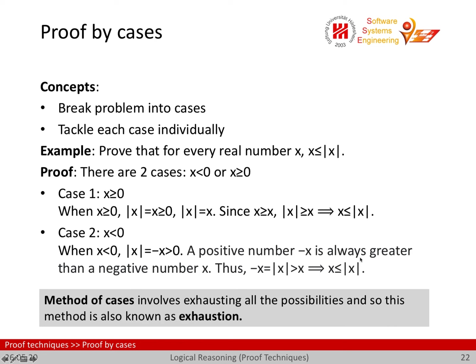In both cases, we get the same formula. We have a complete decomposition because there's no other possibility for x. Therefore, we have exhausted the different possibilities, and that is also the reason why this method of proof by cases sometimes is also known as exhaustion.